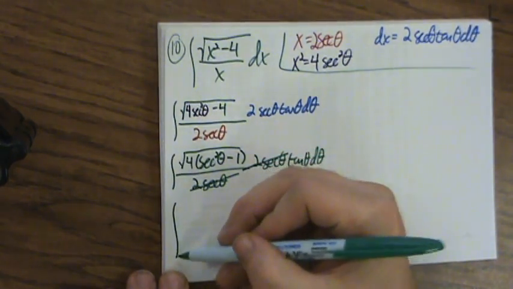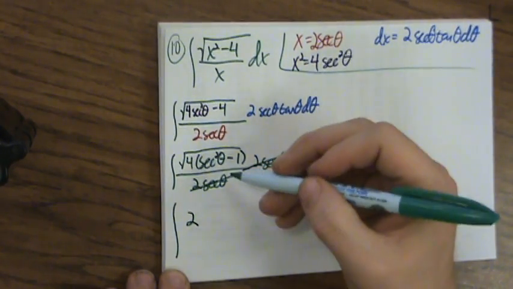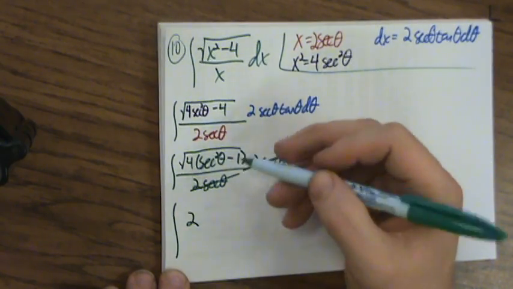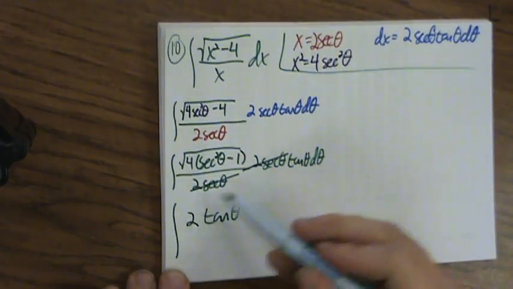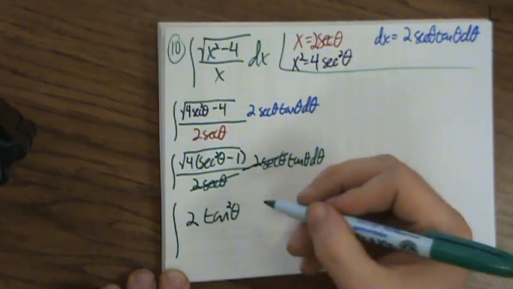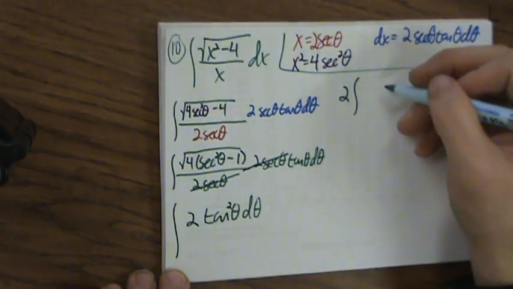So now we'll clean this up even more. The square root of 4 is 2. This is going to change to tangent squared theta. And what's the square root of tangent squared theta? It's just a single tangent theta. We've canceled these out already, and we get another tangent theta, so I'm just going to make this tangent squared theta d theta. And I pull out this constant.